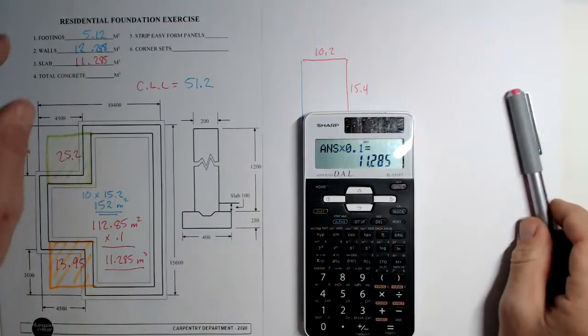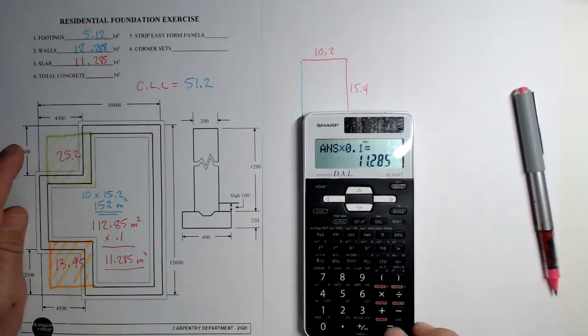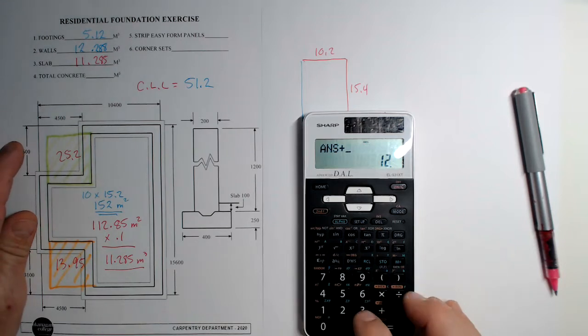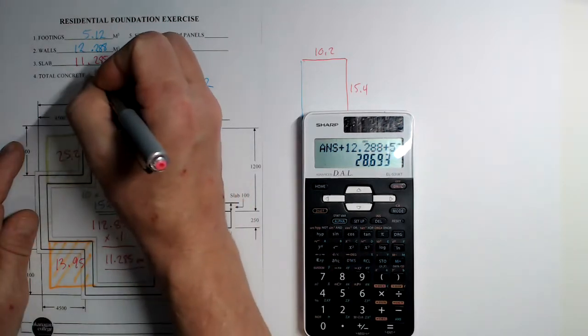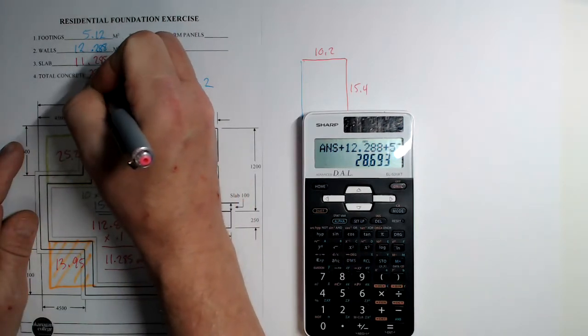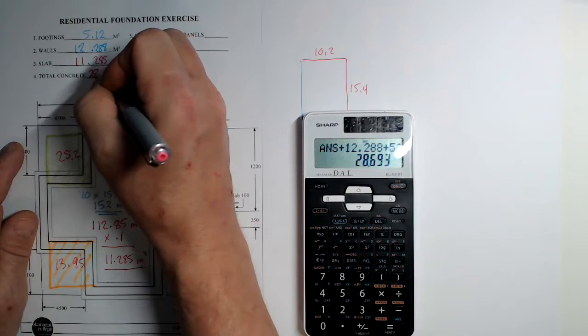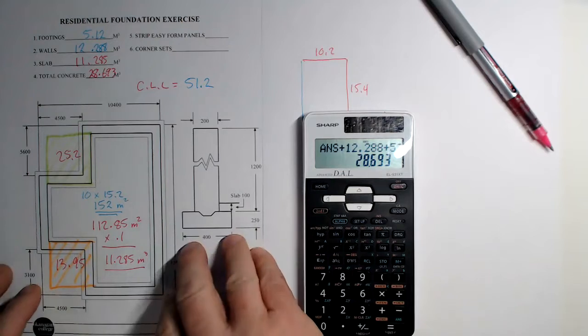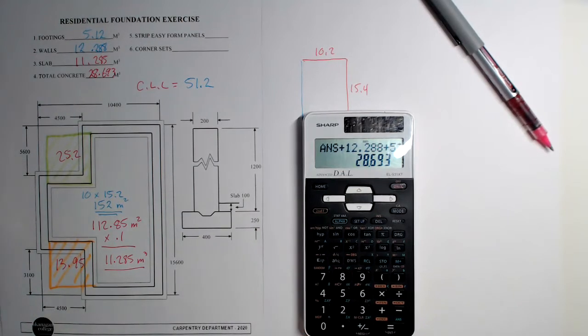Now we can add all this together for our total concrete. We'll add the wall volume, which is 12.288, and add to that the 5.12, which gives us a total concrete of 28.693 cubic meters. Okay, easy enough, right? Of course.